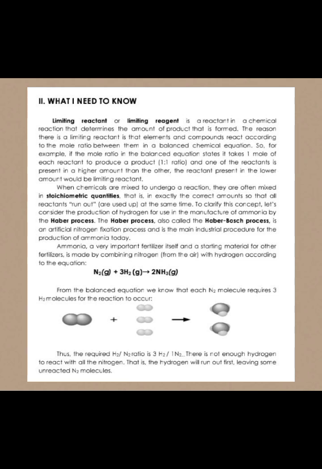N2(g) + 3H2(g) → 2NH3(g). From the balanced equation, we know that each N2 molecule requires 3 H2 molecules for the reaction to occur. Thus, the required H2 to N2 ratio is 3 H2 to 1 N2. There is not enough hydrogen to react with all the nitrogen. That is, the hydrogen will run out first, leaving some unreacted N2 molecules.